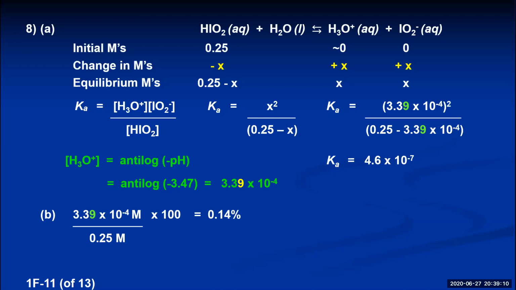Number 9, the base dissociation constant for the organic base pyridine is 1.58 times 10 to the minus eighth. A, calculate the pH of a 0.10 molar pyridine solution. So if we're going to calculate the pH of a basic solution, we're going to actually figure out the hydroxide concentration, get the pOH, and then figure out the pH from that.